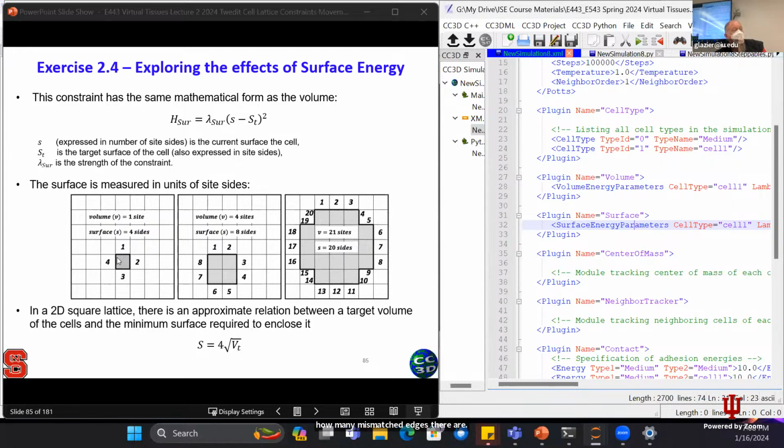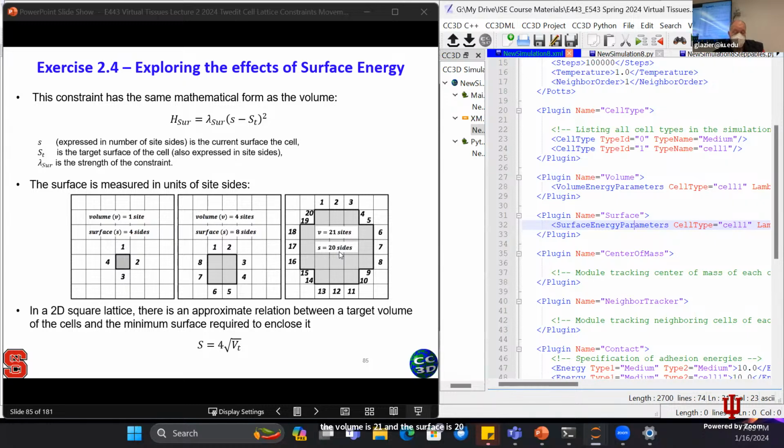So for example, if our cell was a single voxel, its surface would be 4. One mismatched edge, 2, 3, 4. If our cell were 2 by 2, it has 1, 2, 3, 4, 5, 6, 7, 8 surface edges. And so its surface will be 8. And if we make it bigger, well, here it winds up that the volume is 21 and the surface is 20.